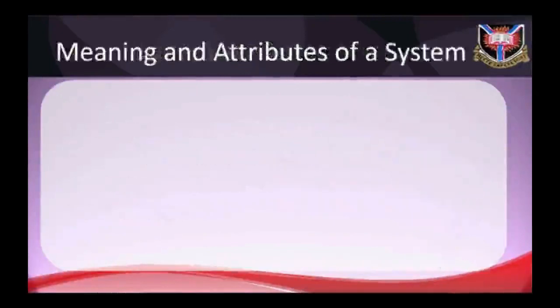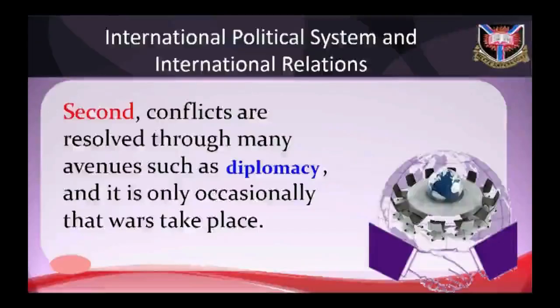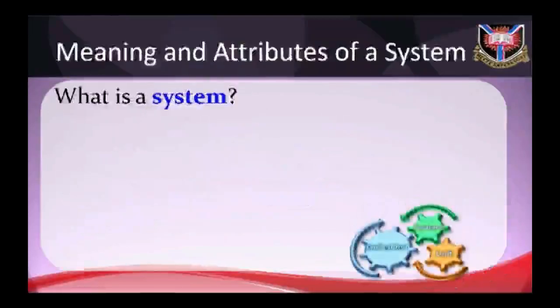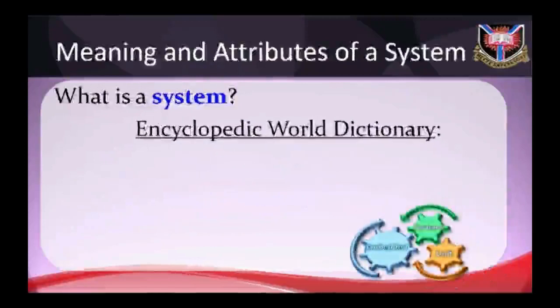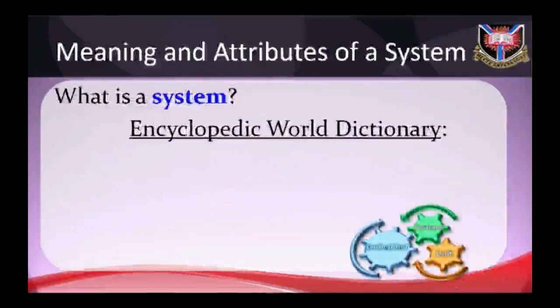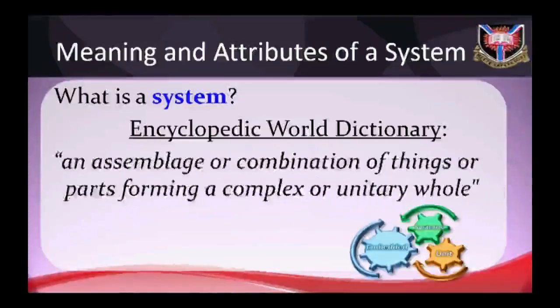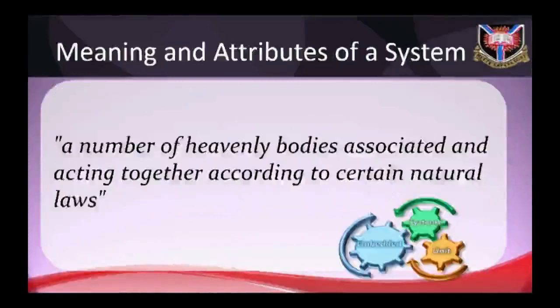Meaning and attributes of a system. Let us start by asking what a system is. If we check the meaning of a system in the Encyclopedic World Dictionary, it is given as an assemblage or combination of things or parts forming a complex or unitary whole.